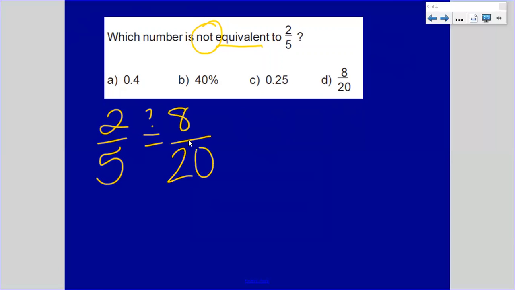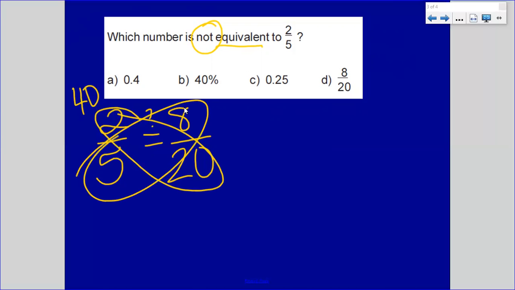Well, there's a lot of different ways you could do this. A quick way to see if they're equal, 2 times 20 is 40. 5 times 8 is 40. They match, so it is an equivalent fraction. A lot of other ways you could do it. You can say 5 times what gives me 20? The answer is 4. Does 2 times 4 give me 8? Yes, it does, so that's equivalent. So this one is equivalent, so it is not going to be chosen.